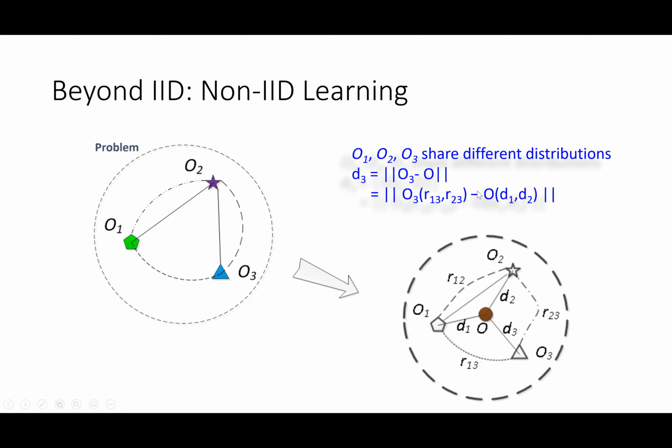So then we have to build a function which, say, O3 will be affected by R13, R23 in a high-level way, I put it this way. And then the benchmark O here is affected by D1 and D2. It basically means we have to consider the inference of O1 or O2 on this benchmark, and also the interactions between O3 and O1, O3 and O2, and also O1 and O2 in this objective function calculation or building.